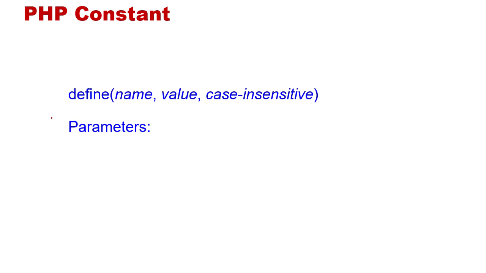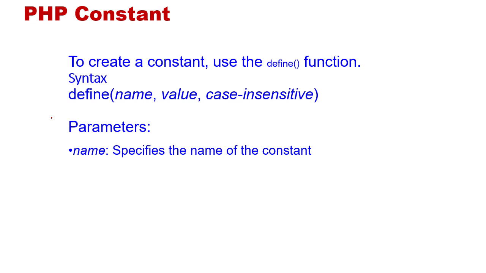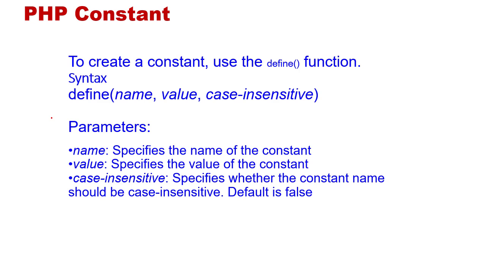Now let us see how constants are declared in PHP. Constants are values which never change in the program. They are declared by the define function. The define function has 3 parameters. First is name, which specifies the name of the constant. Value specifies the value of the constant. And case-insensitive specifies whether the name should be case insensitive, and the default is false.